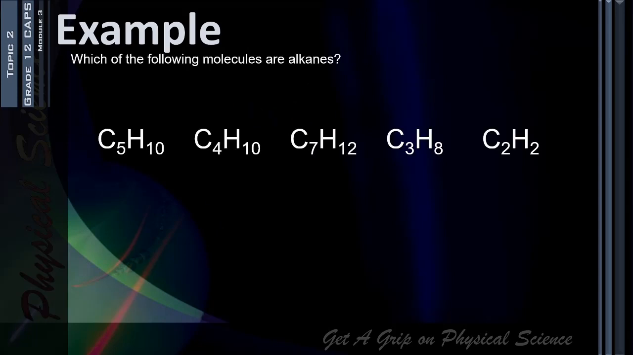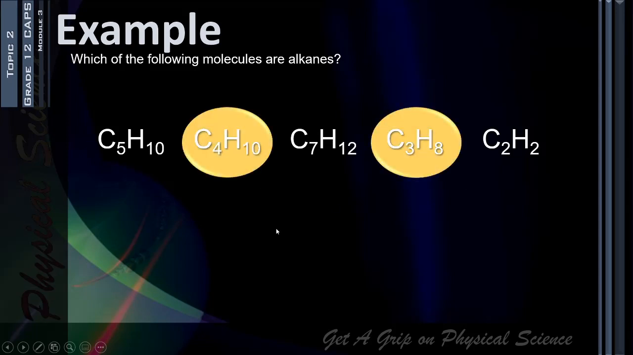And then lastly, which of the following molecules are alkanes? Alright, so you look for molecules with a formula where the hydrogens are double plus 2 the amount of carbons. So the first one is not an alkane. The second one, 4 times 2 plus 2 gives you 10, so that is an alkane. Third one, no. Fourth one, yes. Fifth one, no. So those are the 2 alkanes.